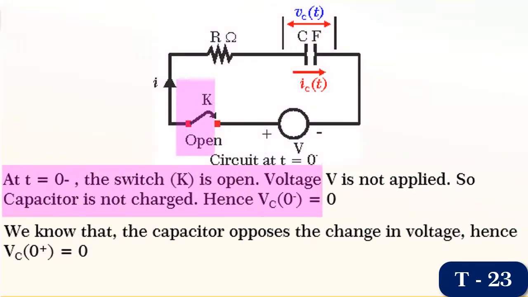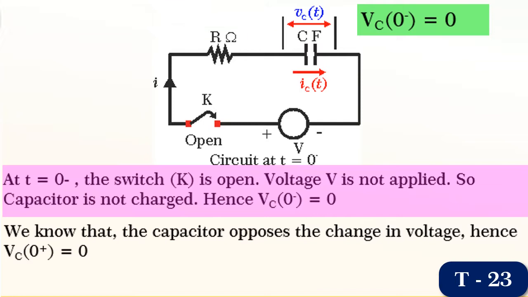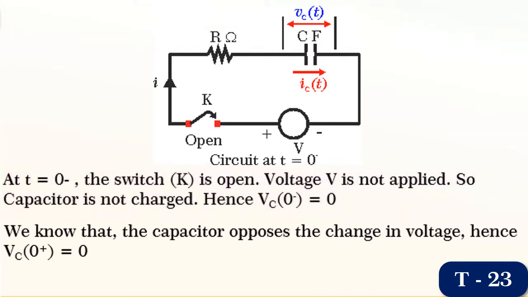We know that the switch K is open, voltage V is not applied to the circuit, so the capacitor is not charged. Hence, Vc(0-) is equal to 0. Friends, I will tell you another easiest way of finding Vc(0-).